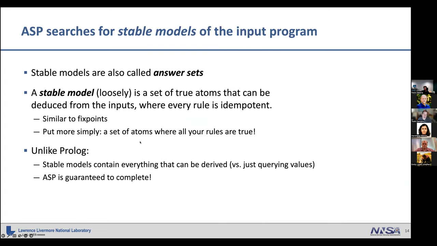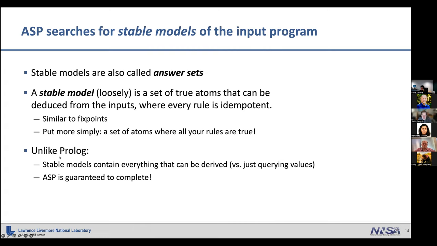What ASP does in the end is take all those rules and all of those facts and search for a stable model, which you can loosely think of as a fixed point. You basically try to find a state where you can't apply a rule and have the state change. So it runs all the rules out to their logical conclusions and finds stable models where the problem is fixed. Those are your solutions. Unlike Prolog, ASP is guaranteed to complete. We like that property for usable tools for people.